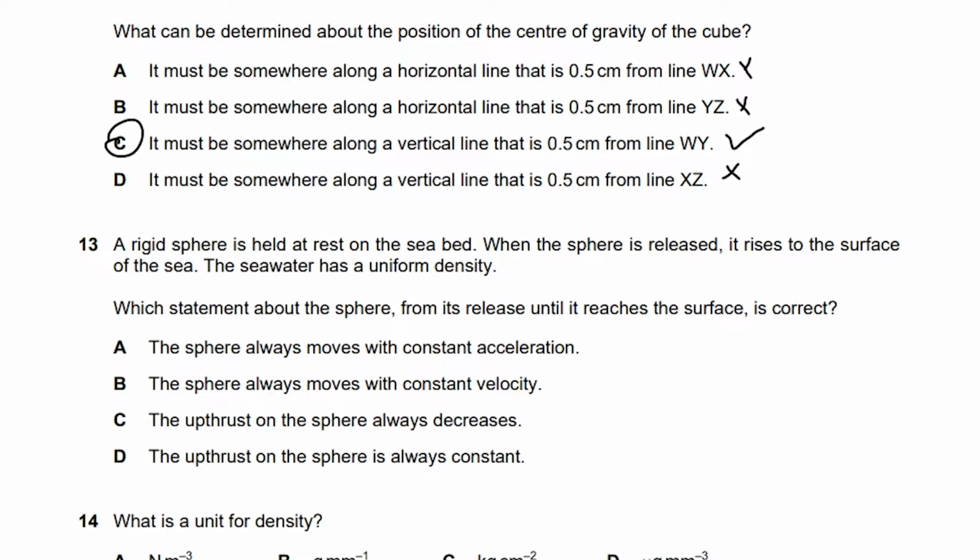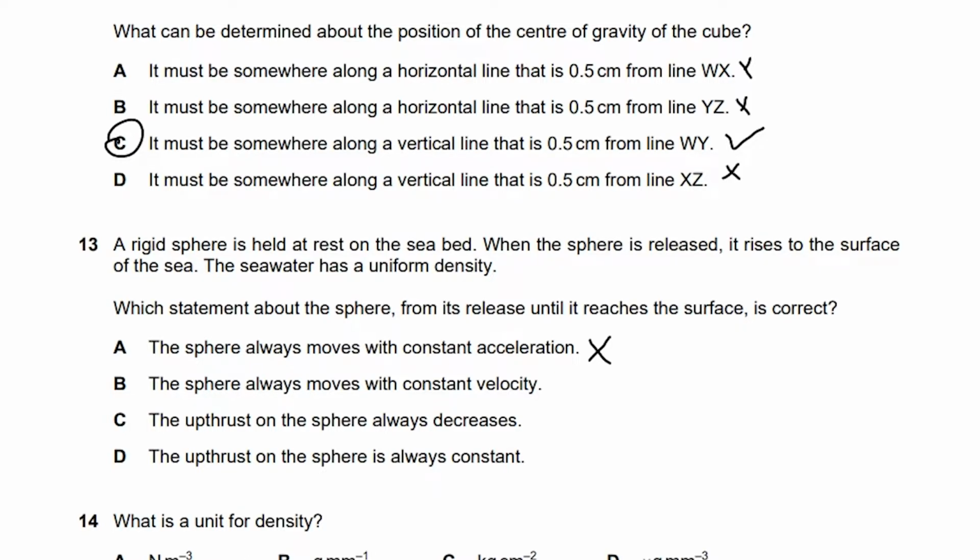Question number 13. A rigid sphere is held at rest on the seabed. When the sphere is released, it rises to the surface of the sea. The seawater has a uniform density. Which statement about the sphere from its release until it reaches the surface is correct? A, the sphere always moves with constant acceleration. No, it does not, because there may be resistive forces acting because of water. There is weight also, upthrust and other forces, so there won't be constant acceleration.